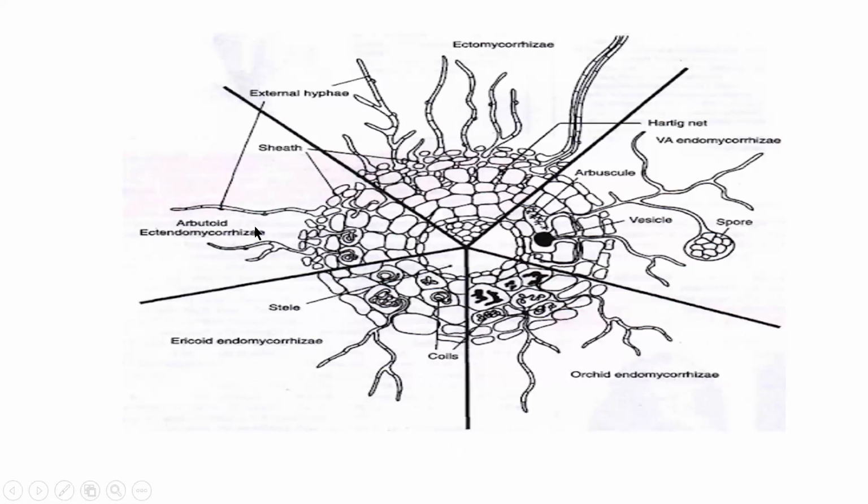So this diagram itself depicts the different forms of mycorrhizal association, how they will look inside the cell, how they form vesicles and arbuscules, and whether they are present intercellularly or intracellularly, between the cells or inside the cell. So all these category divisions are there in mycorrhizal association.